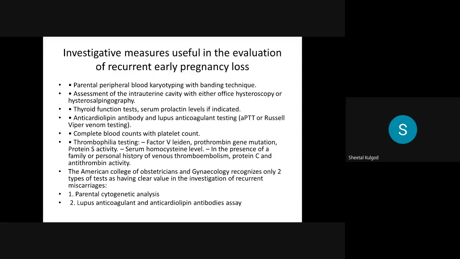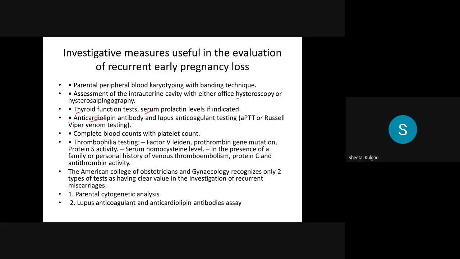Okay. So again, this is a brief about what investigations you should do in case of a recurrent early pregnancy loss. Parental peripheral blood karyotyping with banding technique is very important. Assessment of the intrauterine cavity in terms of office hysteroscopy or a hysterosalpingography is very important, especially in recurrent mid-trimester abortions. A thyroid function test needs to be done, and whenever there is an indication, a serum prolactin level also is to be done. This we do only when there has been a complaint by the patient of galactorrhea, or if the thyroid function tests are abnormal, then we do a prolactin level in such cases.